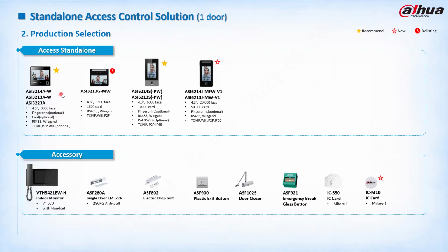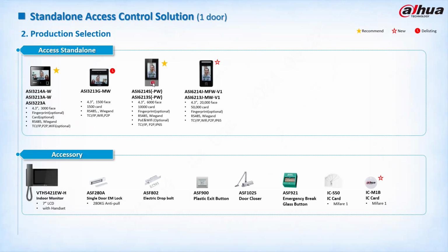In terms of device communication with other devices, for example the readers, we have communication through the RS-485 interfaces or the WiGAN protocol. Generally, the devices support TCP/IP, P2P, and Wi-Fi, which some are optional. For example, this has an optional Wi-Fi function, while these two have Wi-Fi features. This one has been delisted, but it can still support you if you still have it.